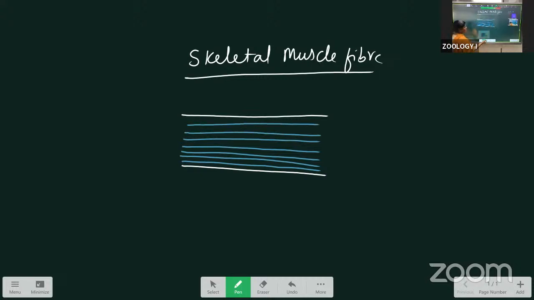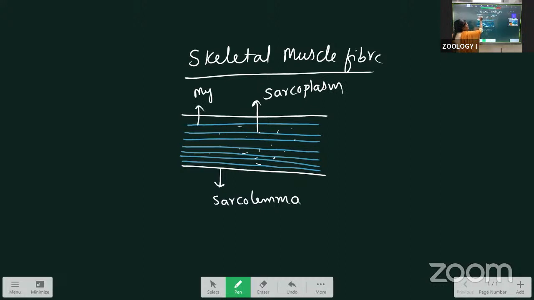This one is the sarcolemma. Instead of plasma membrane, for the outer layer here we call it the sarcolemma. Next, the protoplasm in the center is called the sarcoplasm. Next, these are the myofibrils.